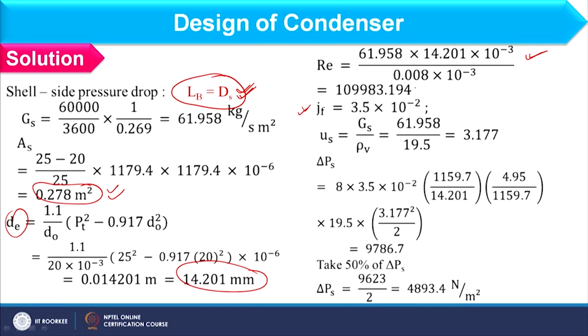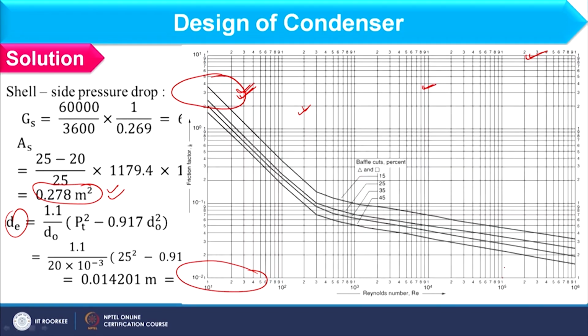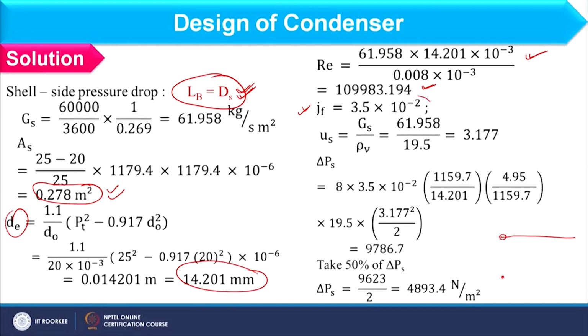Okay. So, Reynolds number is coming as 1.099 into 10 power 5. So, here I am having 10 power 5 value, and we have considered 25% as baffle cut. So, this value I can obtain, okay, and that value should come as 3.5 into 10 power minus 2, as you can see from here, right. And finally, you can find out velocity in shell side, and then you can use this expression to find out pressure drop in shell side, right.